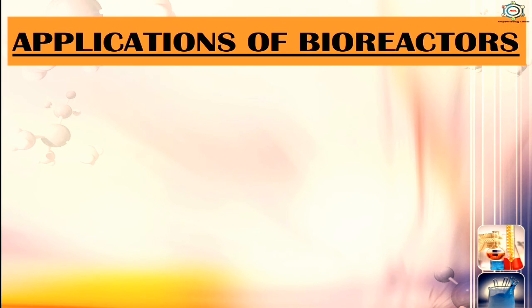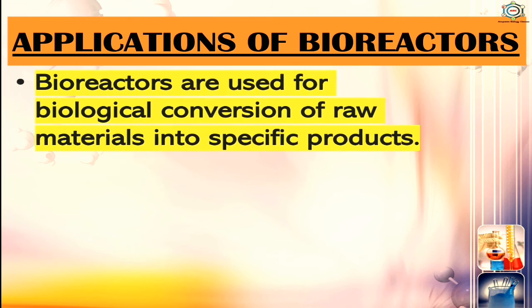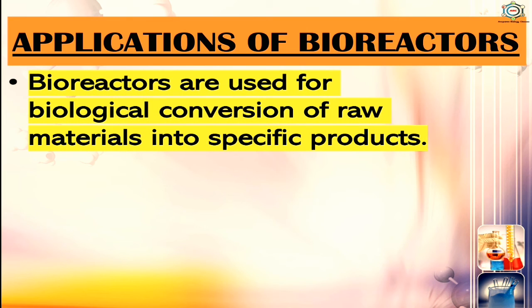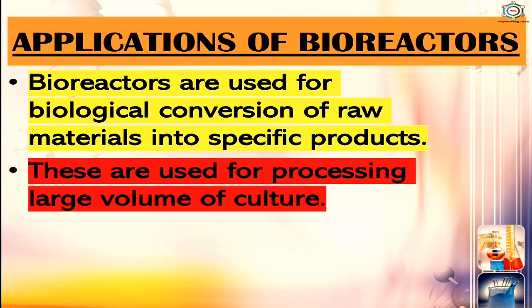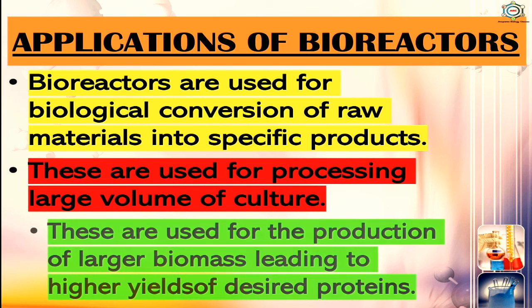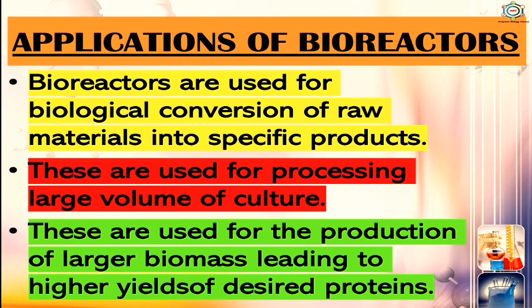Now, applications of the bioreactors. So, what are the applications of the bioreactors? Bioreactors are used for biological conversion of raw materials into specific products. These are used for processing large volumes of culture. These are used for the production of larger biomass leading to higher yield of desired proteins. So these are the applications of bioreactors.